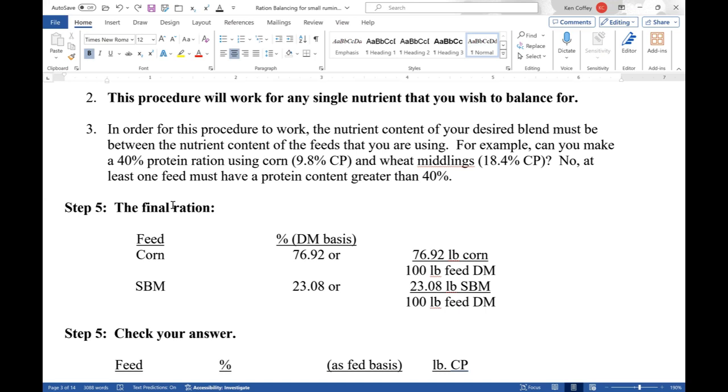But question, can you make a 40% protein ration using corn and wheat middlings? No way, because neither feed is above 40%. This is just common sense, but remember, I've been teaching this to undergrads who have no idea what any of these feedstuffs are, so I have to point these things out. But for 40% protein, one would have to be above 40, one below 40 for it to average out.